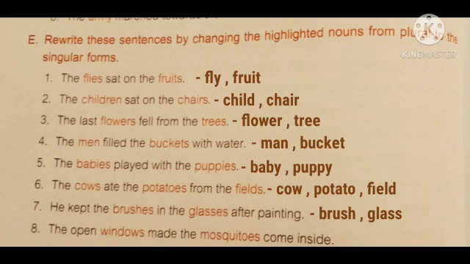Eighth, the open windows made the mosquitoes come inside. Windows will become window. Mosquitoes will become mosquito. So, the answer is the open window made the mosquito come inside. Students, write D and E in your classwork book.